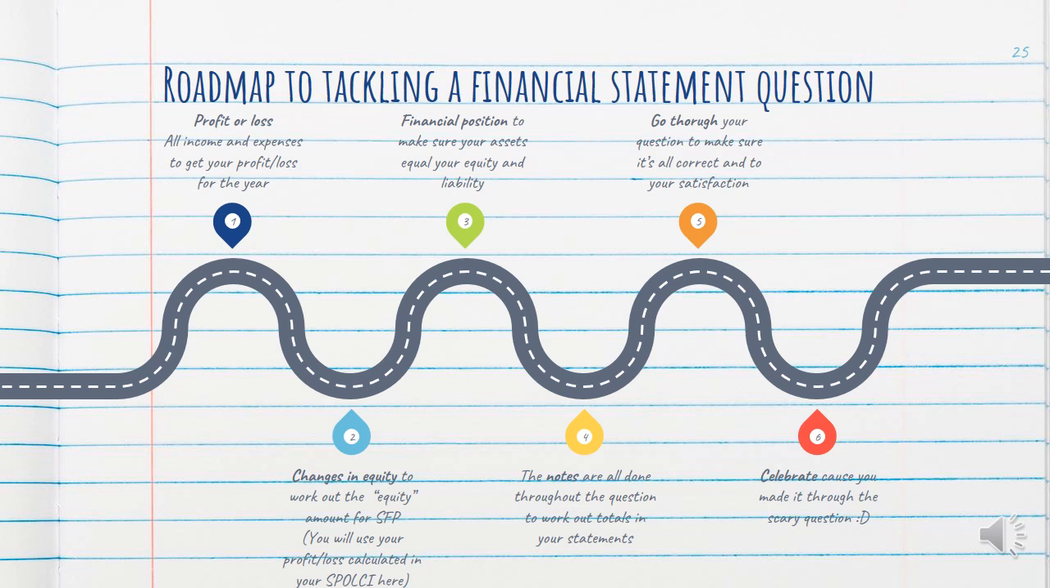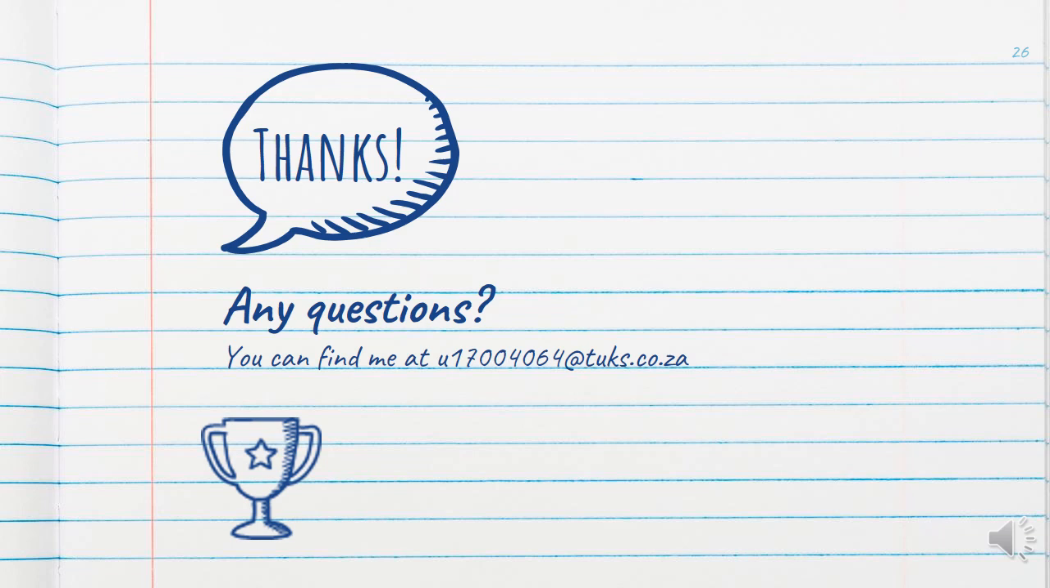Once you've done all of that, you will go through the question, make sure that you have slotted all the right numbers in, and make sure that you are happy with it and that it is correct. And then finally, number 6, you will celebrate because you got through the daunting, scary question of financial statements. And we have made it to the end.